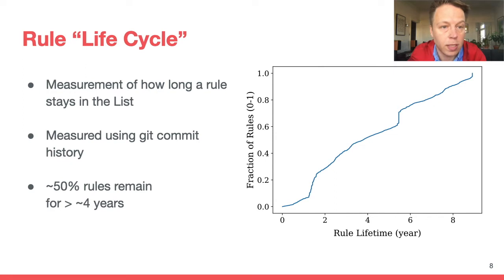So now I'll talk a little bit about the life cycle, or how long rules stay in EasyList. According to our measurements, the average rule in EasyList, or about 50% of the rules in EasyList, have been there for over 4 years. And so there's not a lot of pulling rules in and pulling rules out. For the most part, when a rule stays in, it stays in for a long time.